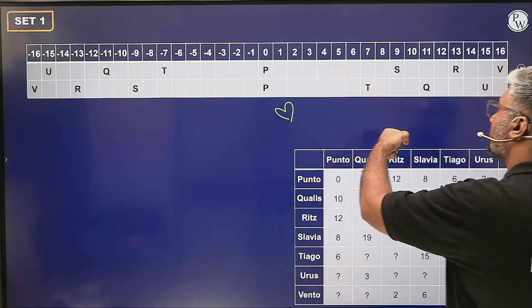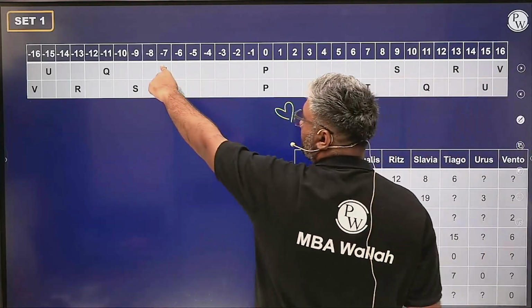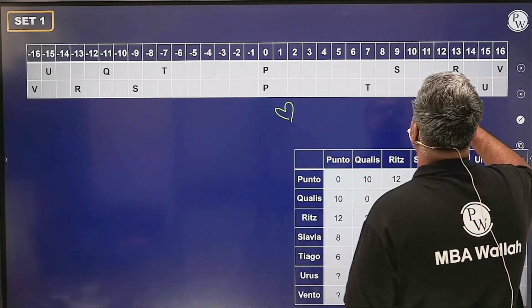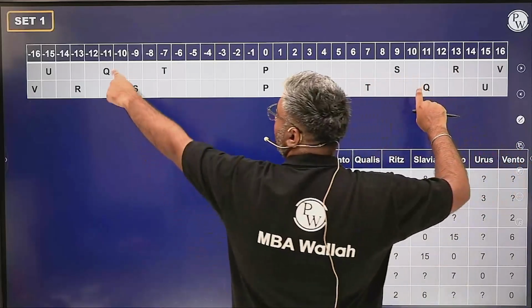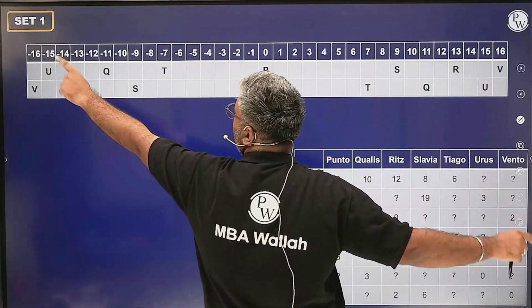सो जो भी पॉजिटिव में है वही नेगेटिव में है. टियागो इज +7, टियागो इज -7. डू यू सी? क्यू, क्वालिस इज एट 11, +11, -11. Urus is at 15, Urus here is at -15.